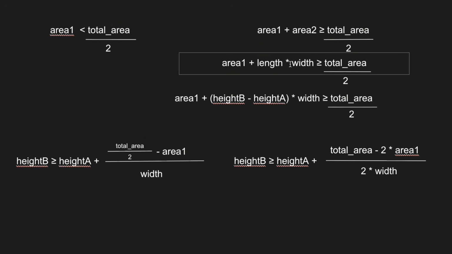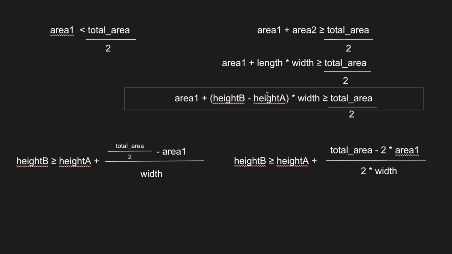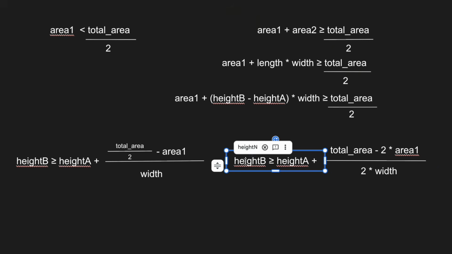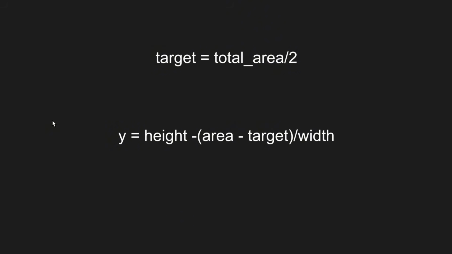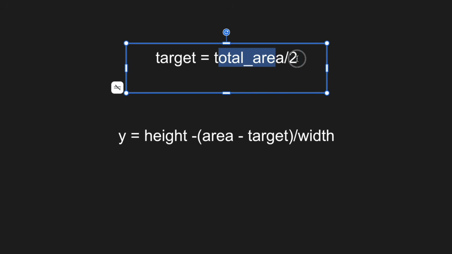So area would be length times width, and then the length would be the height at point B minus height at point A, and then times the width. And now we want to put height B on one side, so then the equation will look like this. And then if we multiply by 2 for the numerator and denominator, now the formula will look like this. And then you will just plug in all the variables and then you will find the height. But actually a simpler way is we can just find the total area divided by 2, so that would be the target, and that would be where we can set the y coordinate.